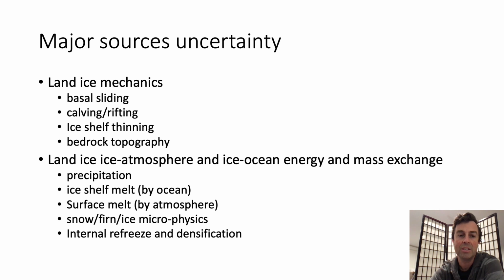And then next is the exchanges of mass and energy between the ice and the atmosphere and the ice and the ocean. So this is things like precipitation, ice shelf melt by the ocean, surface melting by the atmosphere, snow, firn, and ice microphysics that governs changes in reflectance of solar radiation, and things like internal refreezing of meltwater and densification.